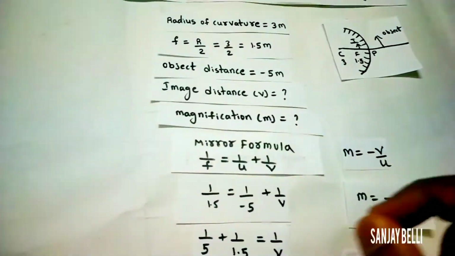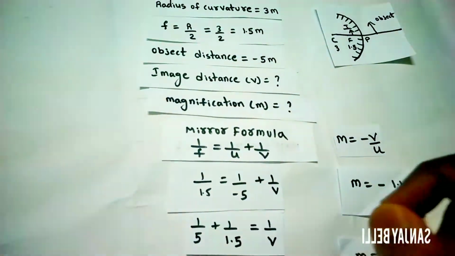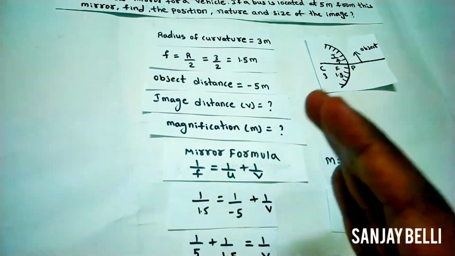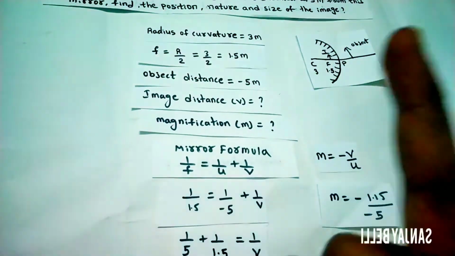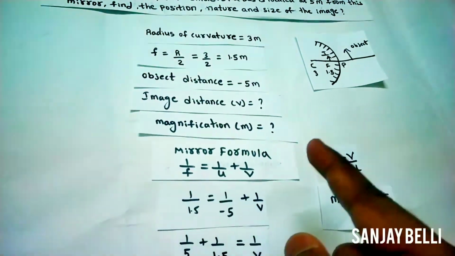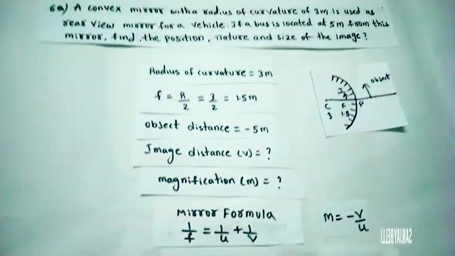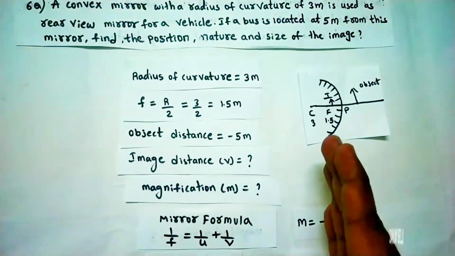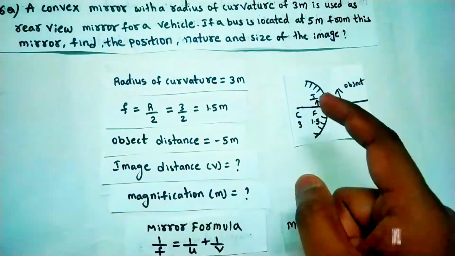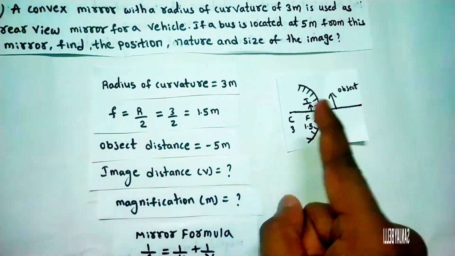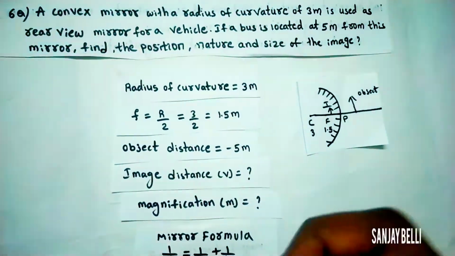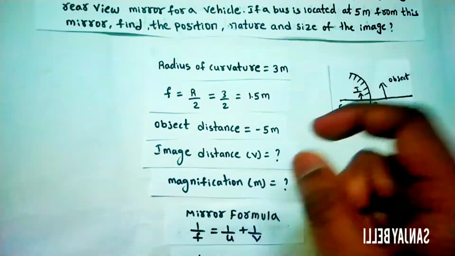I hope all of you understood how to solve the convex mirror problem. So always remember the sign convention rules: for a convex mirror, U will be minus, F will be plus and V will be plus. Before solving any problem, you should always draw the convex mirror, place an object, and always remember your image will be obtained behind the mirror, between P and F. So your image distance is always less than the focal length, and your magnification will always be less than 1.